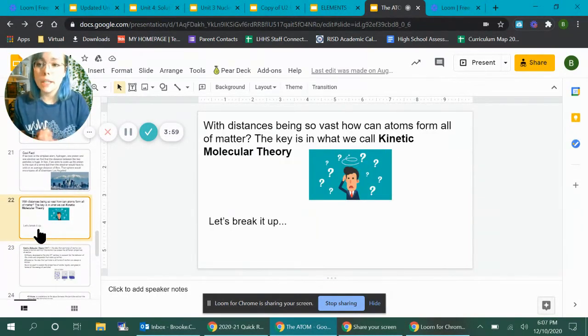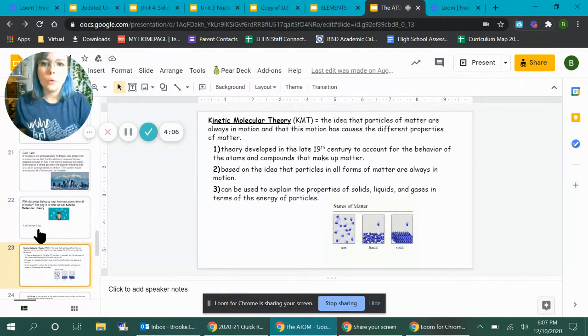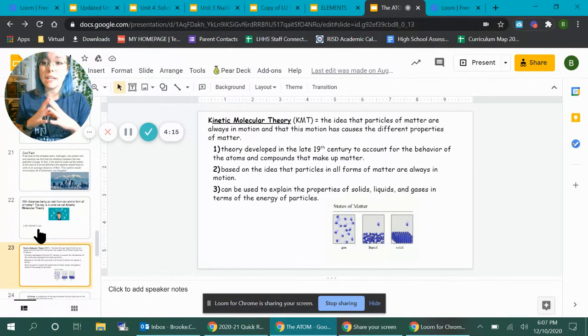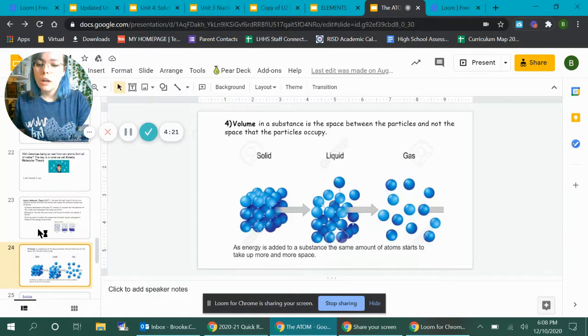Okay, kinetic molecular theory. We're going to be talking about phases of matter with kinetic molecular theory. Basically, particles are always in motion, right? Now, the amount of motion is what is going to make whatever phase they're in have its properties. So solids, remember, we have some small vibration of particles. They are tightly packed together.